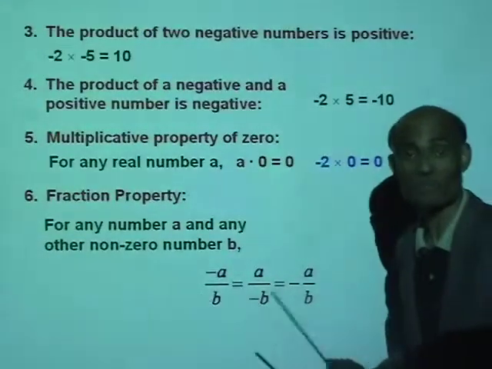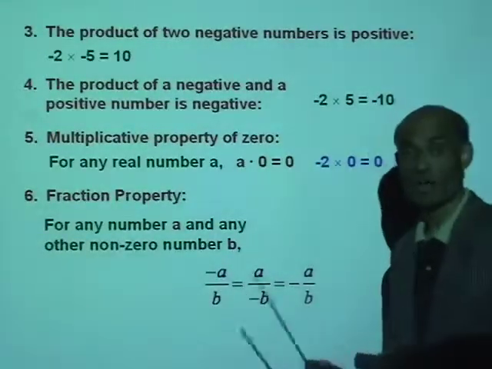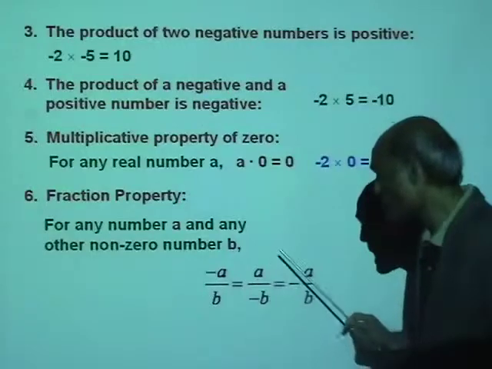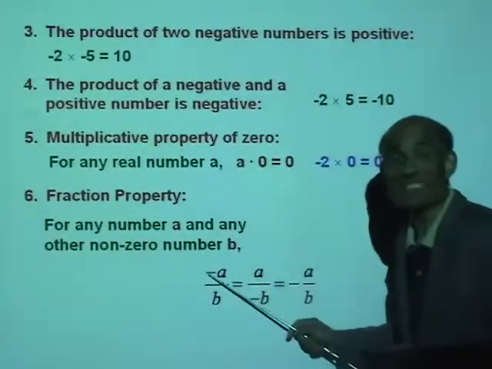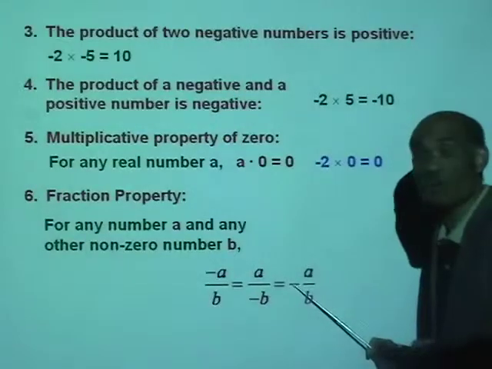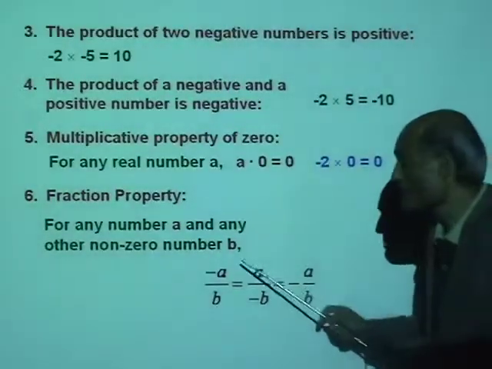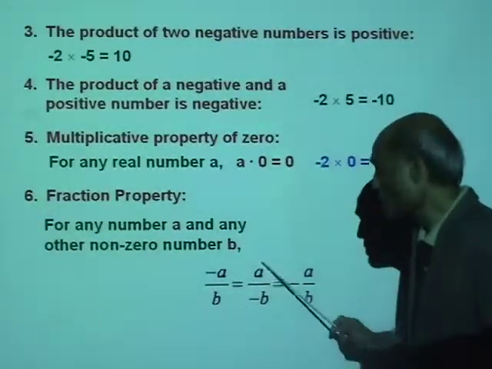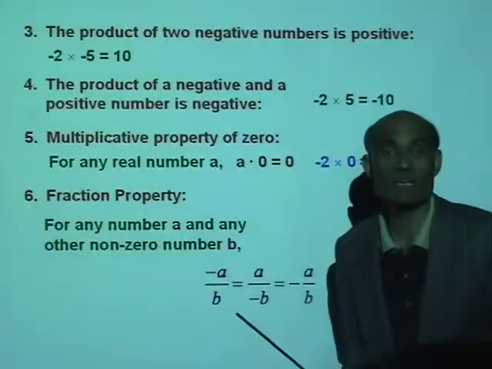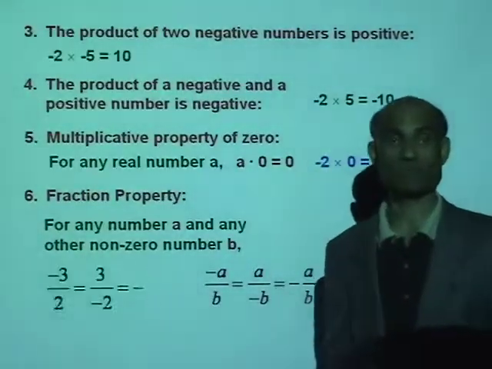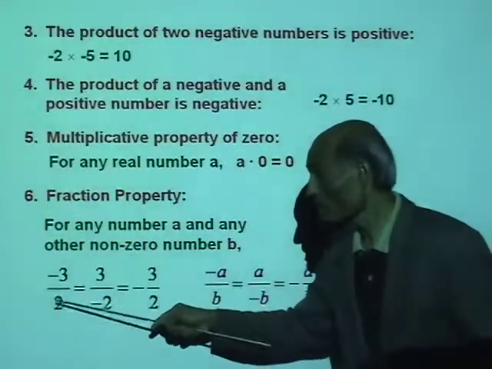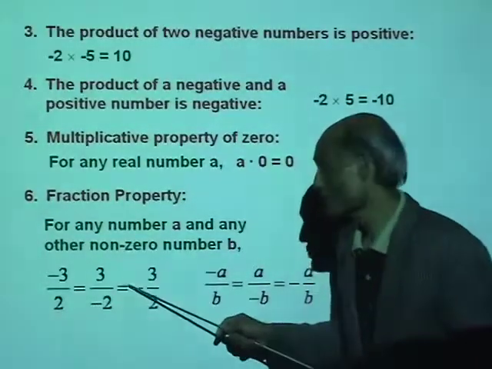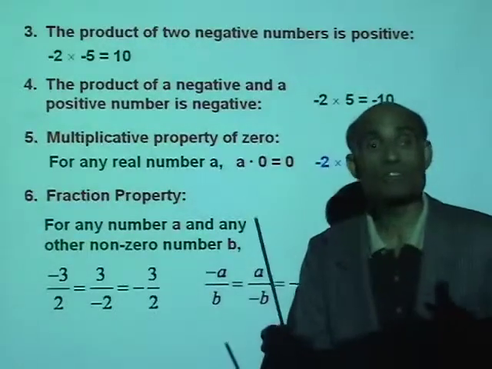Do you remember we talked about this? Yes, we used this property, and I told you when you want to add a negative fraction, write the fraction with its numerator as negative. In other words, negative of A over B can be written as negative A over positive B, or positive A over negative B. That is the fraction property. Negative 3 over 2 is the same as 3 over negative 2, which is the same as negative 3 over 2.